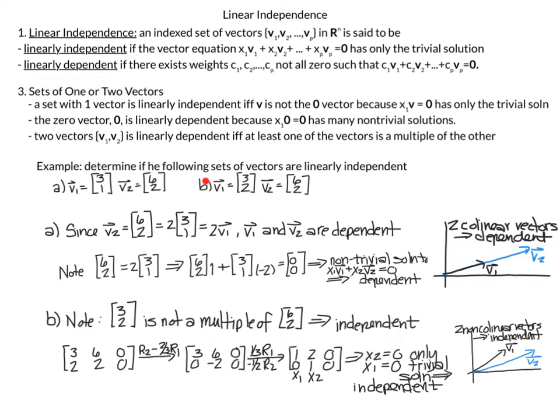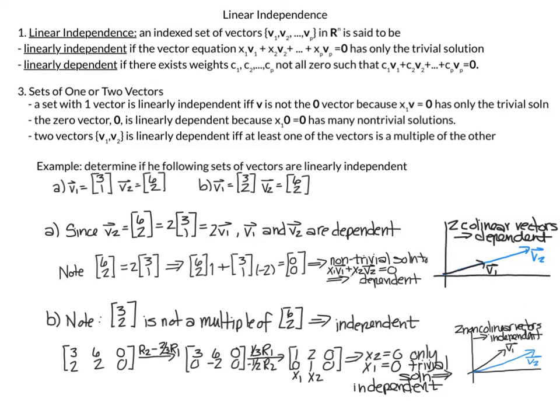For my second set of vectors, (3, 2) and (6, 2), note that (3, 2) is not a multiple of (6, 2), and by this theorem, because it's an if and only if, that means they're independent. And we can graph them. You can see v1 has this direction, v2 has that direction. There's no way you're going to be able to change the direction of v1 into v2 or v2 into v1. You only have two vectors, so there's nothing you can add to get a different direction. Intuitively, they're independent.